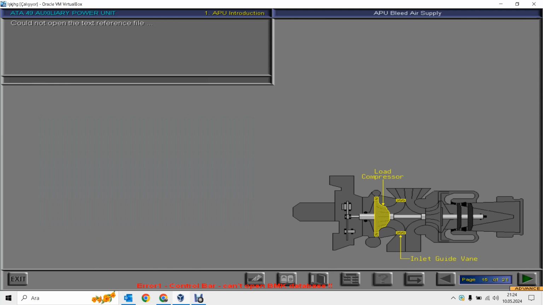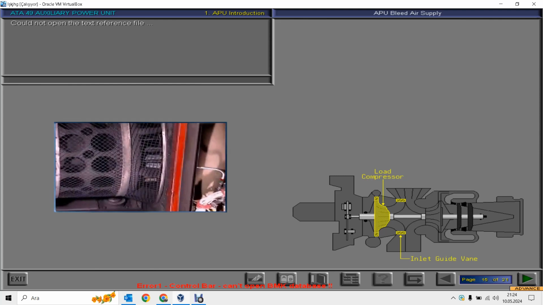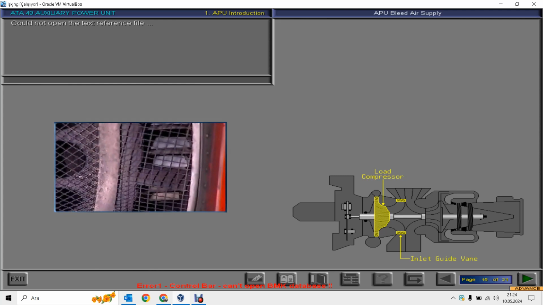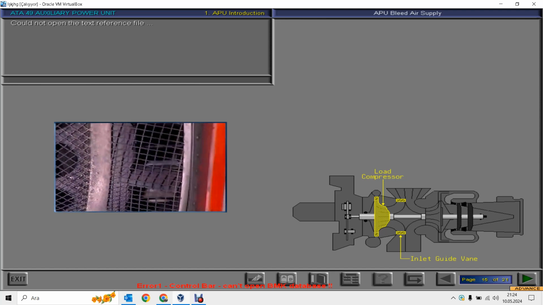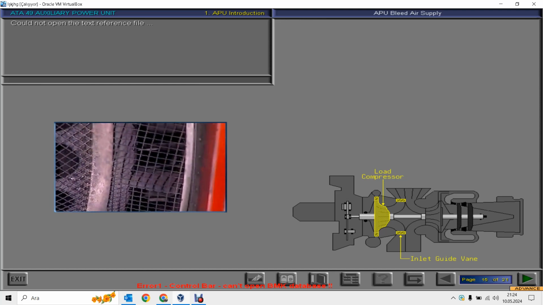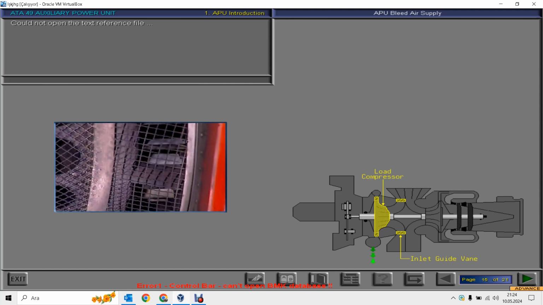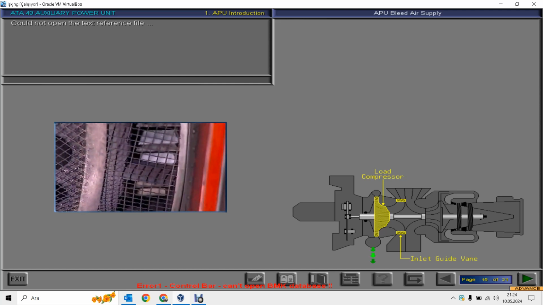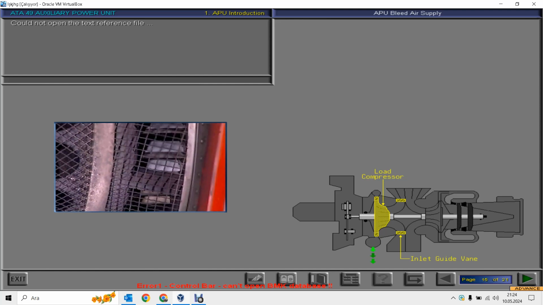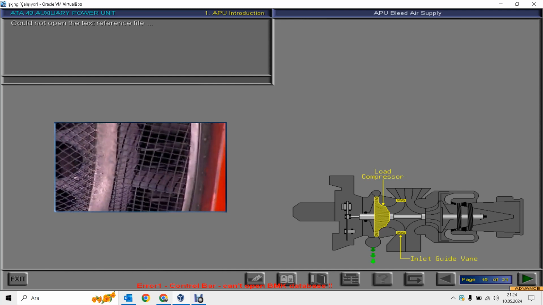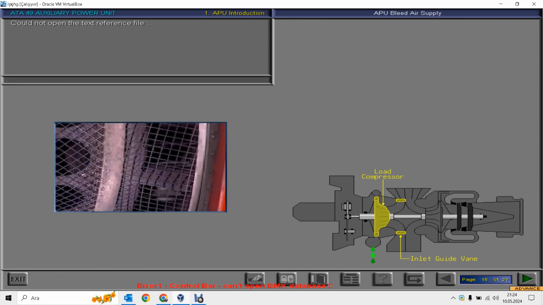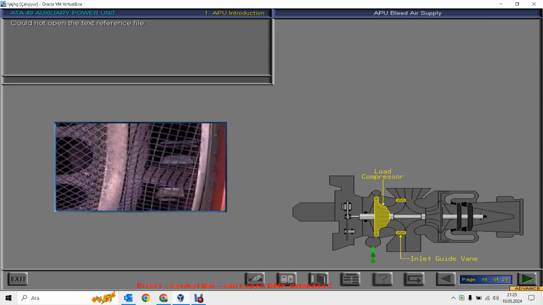The air flow into the load compressor is controlled by variable inlet guide vanes. These inlet guide vanes work like a modulating and shut-off valve. They can move into any position between open and closed. This is another advantage because the airflow can be changed on demand from the pneumatic system. You will learn more about this in the APU air system lesson. In the next segment, we look at APU electrical power generation.